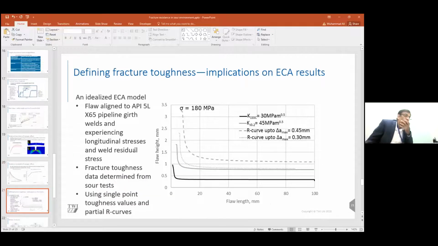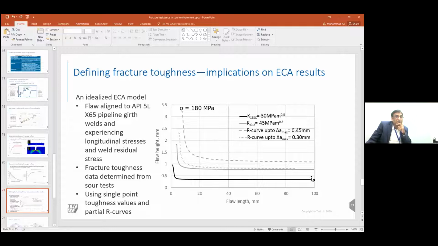We tried to plug the results from the test into ECA. This ECA model was just to show how using a conventional very low single point fracture toughness parameter in terms of K1 SCC makes a huge difference if we use a partial R curve derived from this test program.